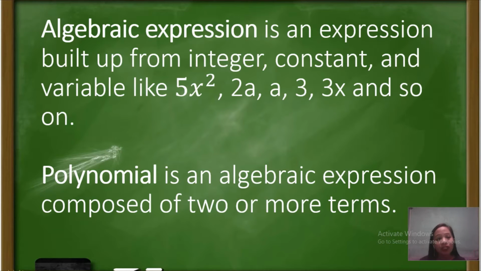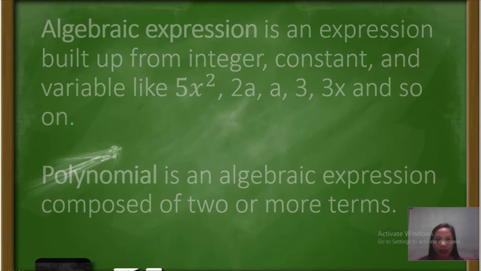We have here the term polynomial. It is an algebraic expression composed of two or more terms. That is polynomial, from the word poly, meaning more than, two or more. So when the expression has one term, that is what we call a monomial.